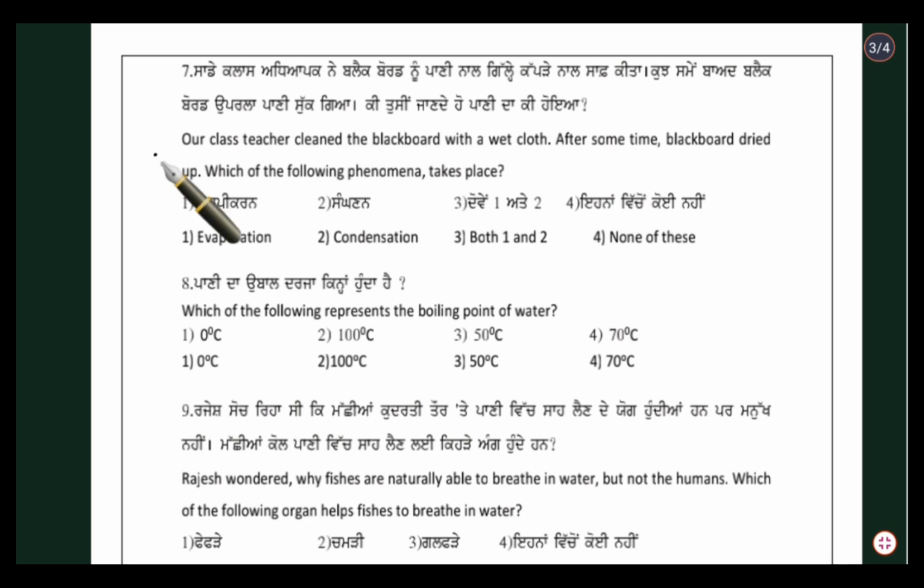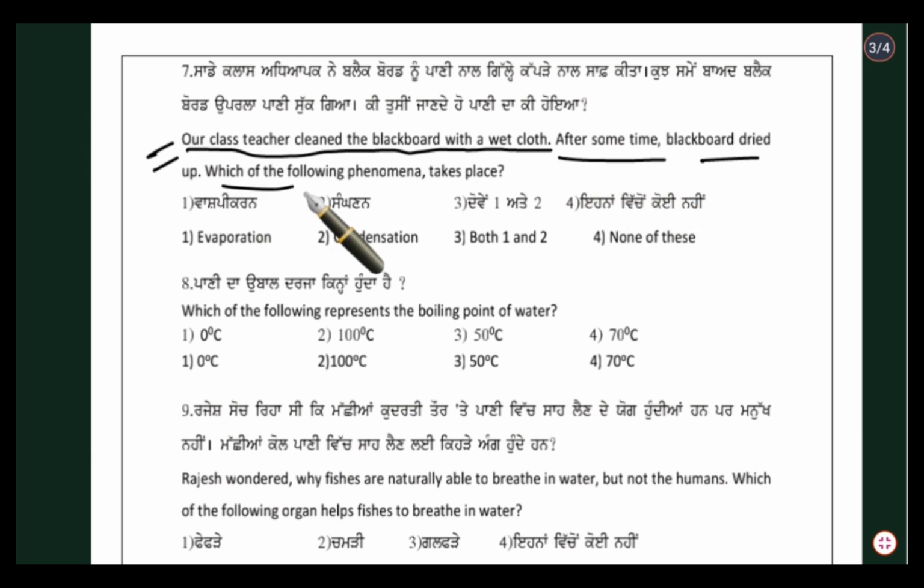So here is the question number 7. Our class teacher cleaned the blackboard with a wet cloth, and after some time the blackboard dried up. Which of the following phenomena takes place? So dear students, the water evaporates from the surface of the blackboard after some time. It's all due to evaporation. So here the perfect answer for this question is evaporation.